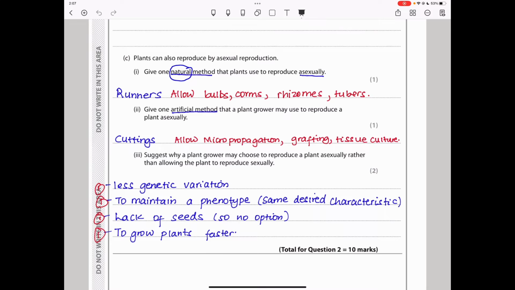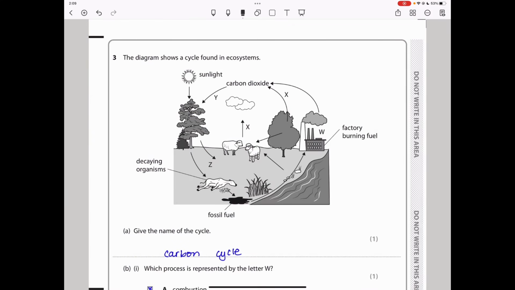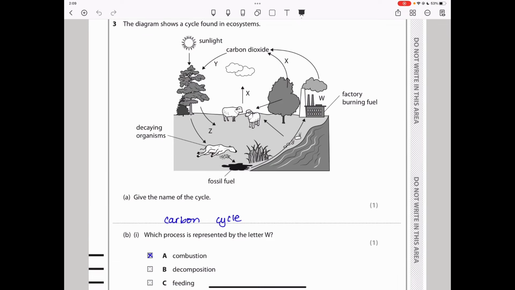So this brings us to the end of question 2. Let's go on to question 3. The diagram shows a cycle found in ecosystems. So this is the cycle they're talking about here. I'll continue down here. They say, give the name of the cycle.